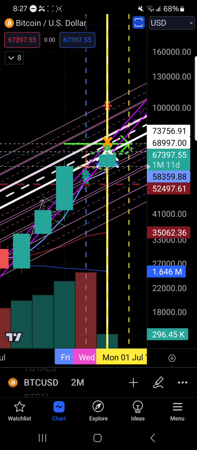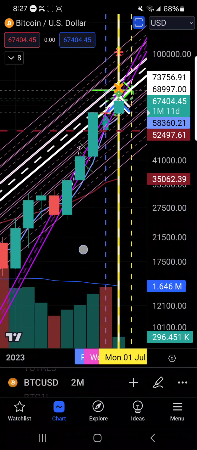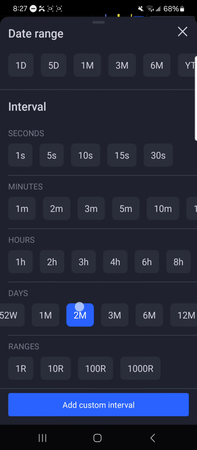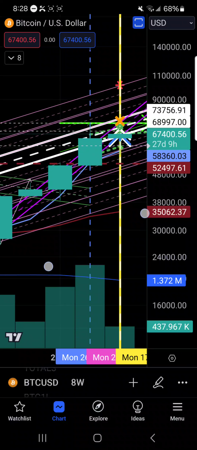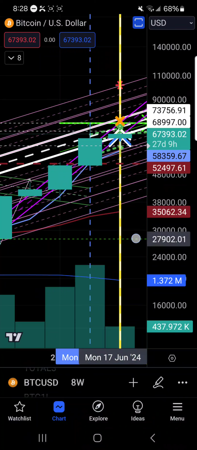So that's not consistent. So looking at a 2-month chart, this is what you see. And looking at, say, an 8-week chart, which is consistent, this is what you see. I don't see any gravestone dojis. I don't see anything out of the ordinary here at all. Looks very nice to me. And this 8-week candle will end in 27 days here.